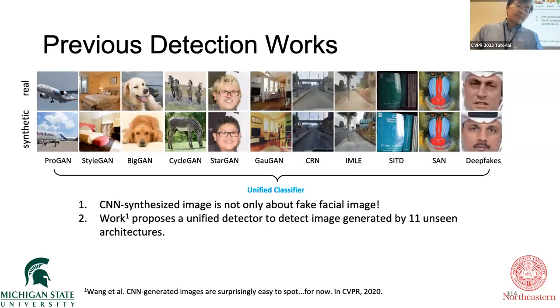One of the findings in previous work is that synthesized images are not only about faces, but there are also other images that you can manipulate, any images. For example, this work from Alyosha's group at UC Berkeley proposes one unified detector that can detect images generated from 11 different unseen architectures. So people care very much about unseen-model-generated image detection, where the training model and the testing model come from different generative models.